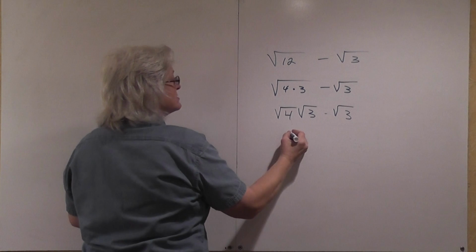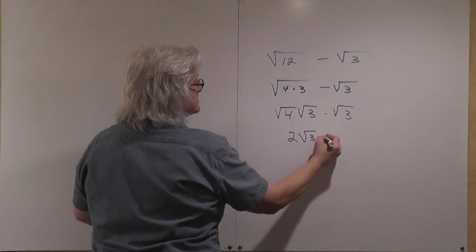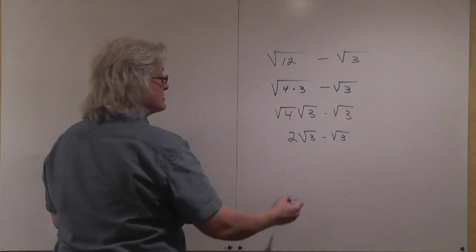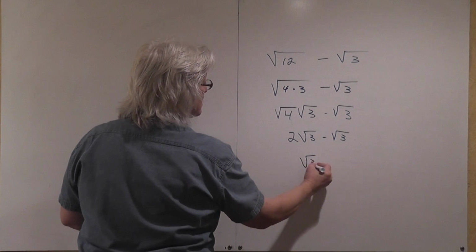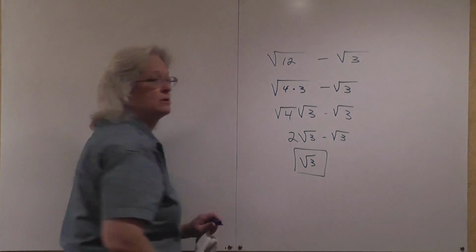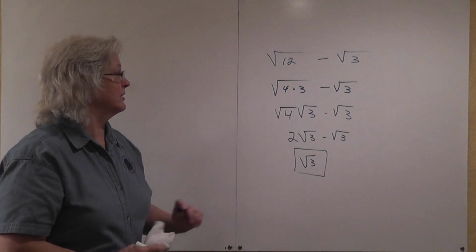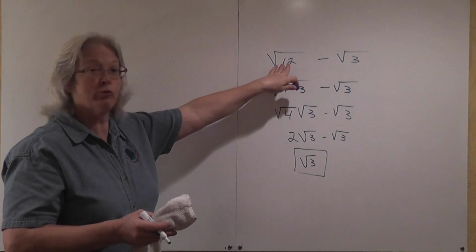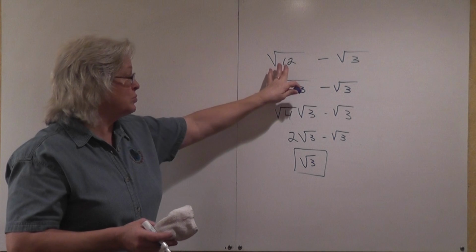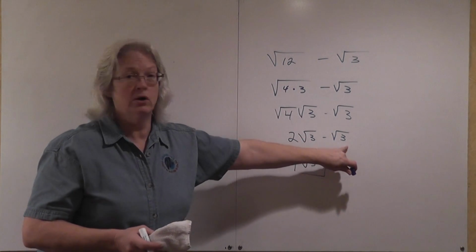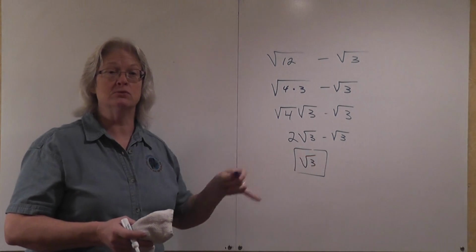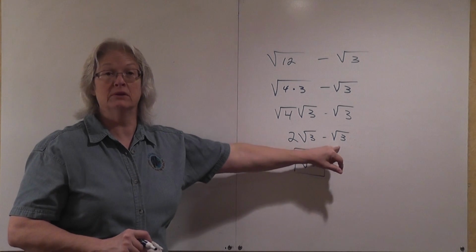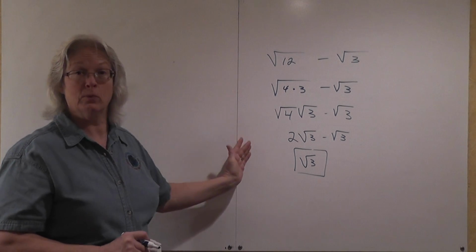The square root of 4 is 2 times the square root of 3 minus 1 times the square root of 3. And what's our solution? The solution then is going to be the square root of 3. This is what I mean when we say that we have to simplify our radicals. Because when they're simplified, you're frequently going to find out that you do have like radicals that need to be combined. Is this clear to everyone?